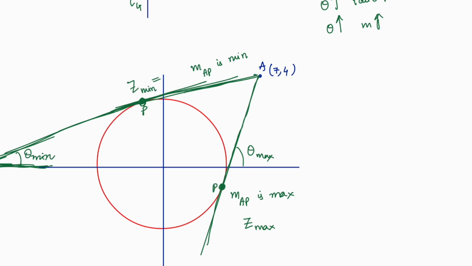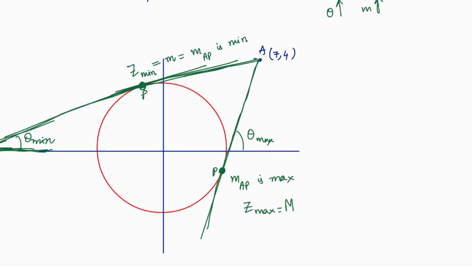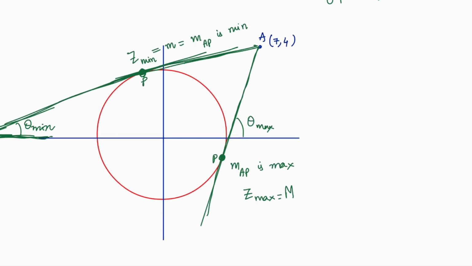Maximum value of Z is told as capital M. Minimum value of Z is told as small m. So how do I find small m and capital M? Small m and capital M are slopes of tangents to the circle from the point A (7, 4). All right.